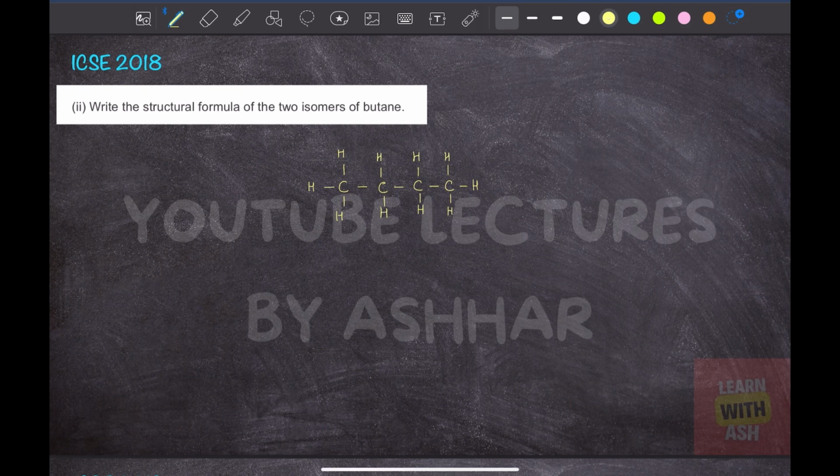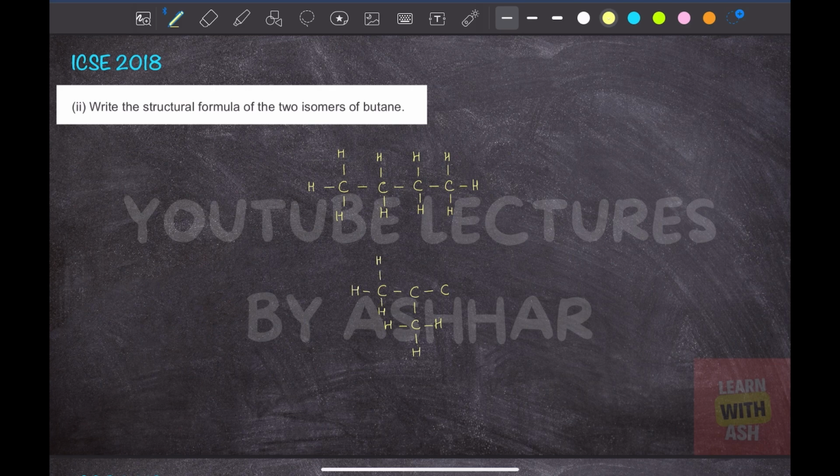Regarding the second isomer, I will be reducing one carbon from the main chain and I will be putting that carbon in one of its branches. So for that I will be drawing up 3 carbons over here and a carbon will come in one of the branches. We just now need to finish the bonds with the hydrogen atoms.